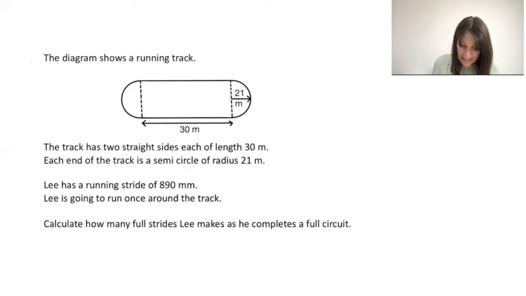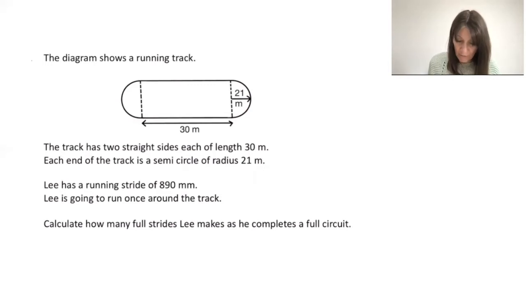Okay, so I've got a track that has two straight sides of 30 and each end of the track is a semicircle of radius 21. Lee's running stride, so a running stride is obviously the distance between one foot and the other as you're running, and he's going to go round the track just the once, and we need to calculate how many strides. So the fact that he's going around the track tells me that this is a perimeter question. I need to know the distance all the way around, so from start to finish.